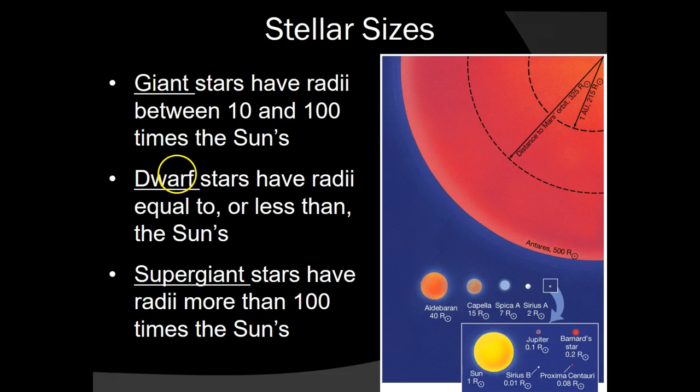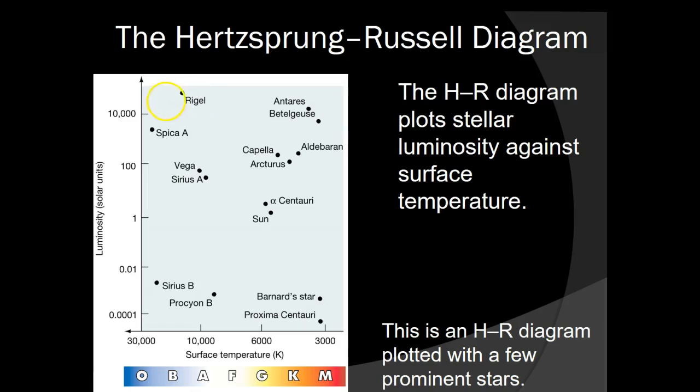The giant stars have radii that are between 10 and 100 times the sun's. Dwarf stars are equal to or less than the sun, so our sun is considered a yellow dwarf. And supergiant stars have radii more than 100 times the sun's. So what about stars that are a little bit bigger than the sun or up to 10 times the size of the sun? They're not considered giant stars, but gosh darn it, they are pretty big.